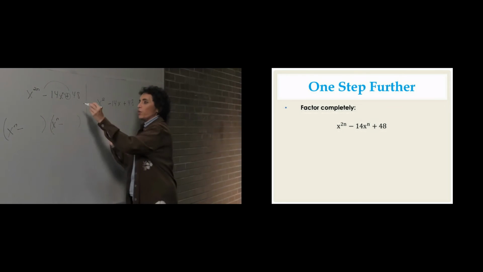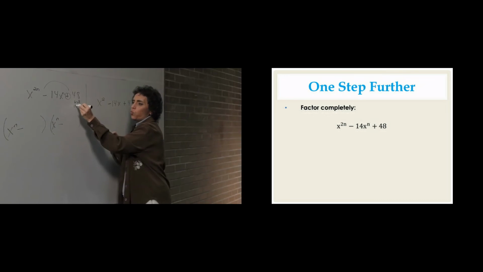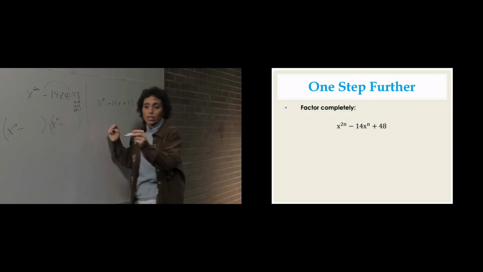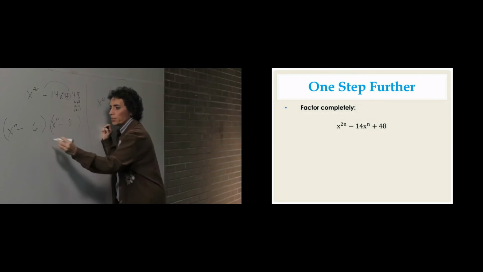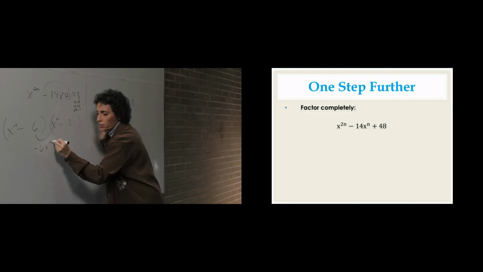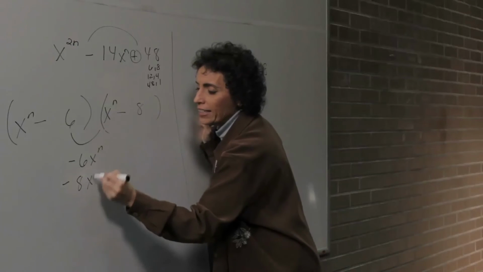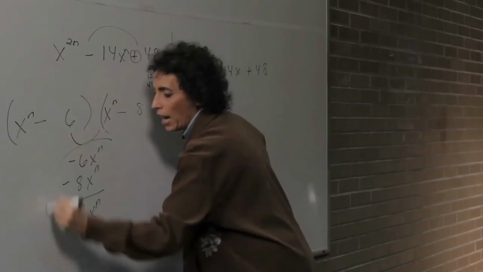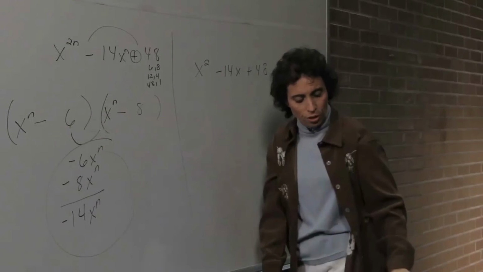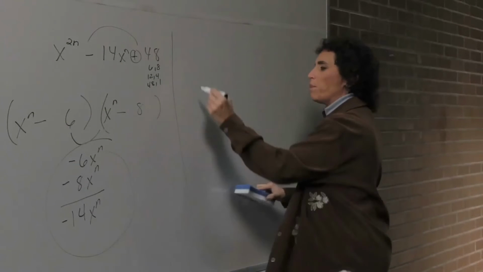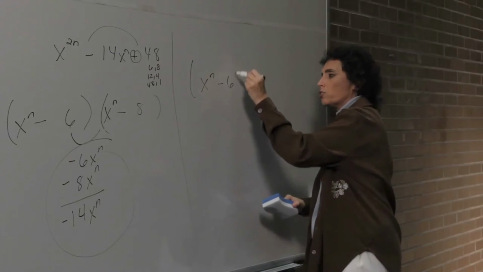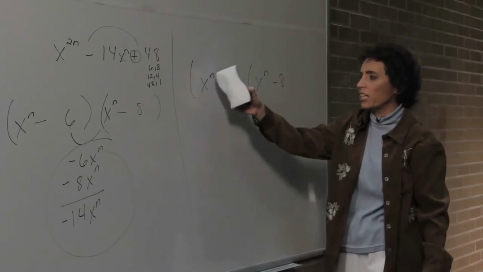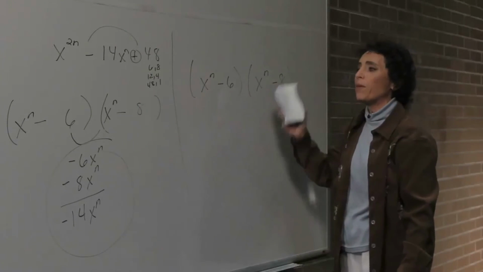Good. Okay, now 48. 6 and 8, 12 and 4, 48 and 1. I'm sure there's more, but at this point, I don't really care. So I'm going to try 6 and 8. Here we go. Minus 6x to the n, minus 8. I see a winner. Winner, winner, winner. This is negative 14x to the n. I am done. So that is my answer. My answer is, don't let problems scare you. Pick a problem that it looks like, and then see if you can handle it. So the quantity x to the n minus 6 times the quantity x to the n minus 8.